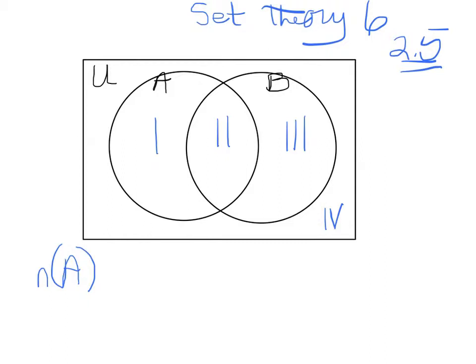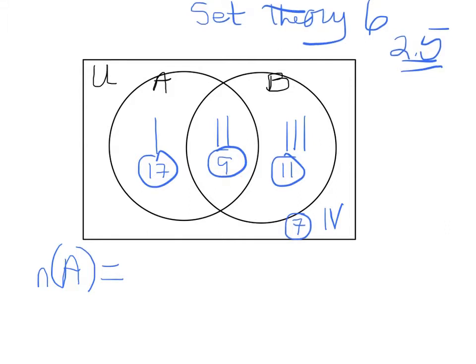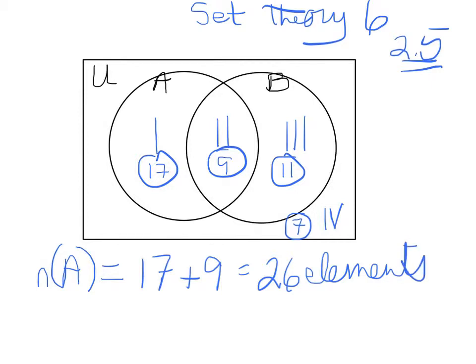In fact, in this particular problem in your book, the number of elements in each region are listed in these circled numbers. And so to find the number of elements in set A, I would actually add the number of elements in these two areas, this area and this area, and by adding those two numbers I get 17 plus 9, or 26 elements in the set A. And so what's happening is now they're asking the questions in terms of cardinality.